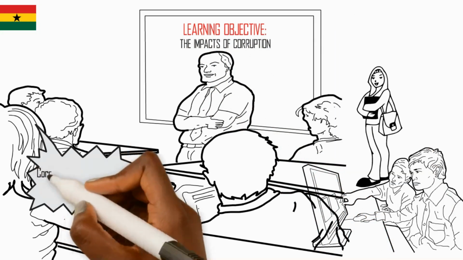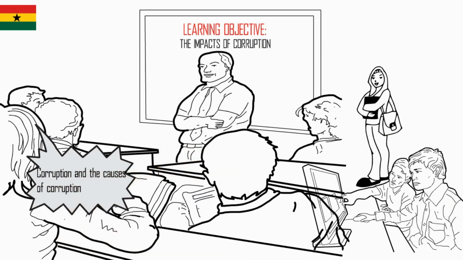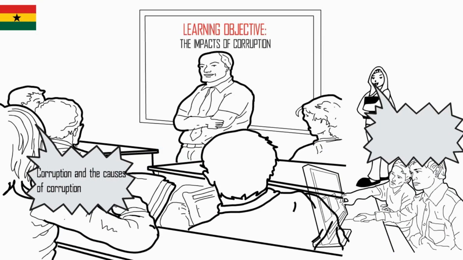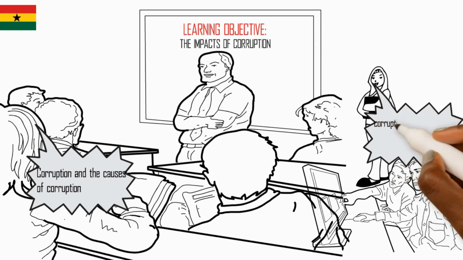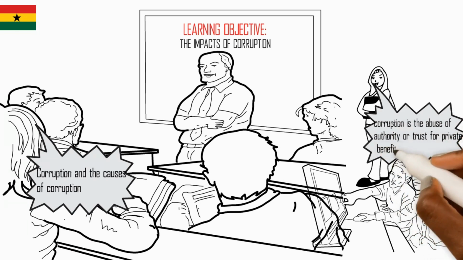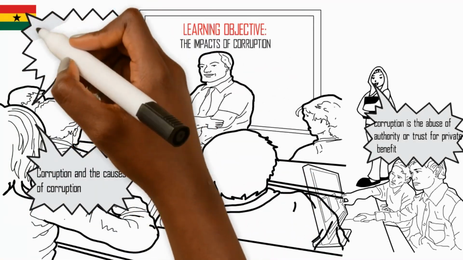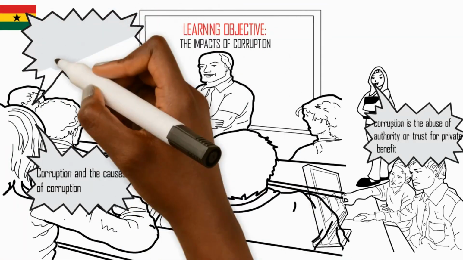Corruption and the causes of corruption. Very good, Elon. Now, Sosu, do you remember how we defined corruption in our previous discussion? Yes, I do. Corruption is the abuse of authority or trust for private benefit.